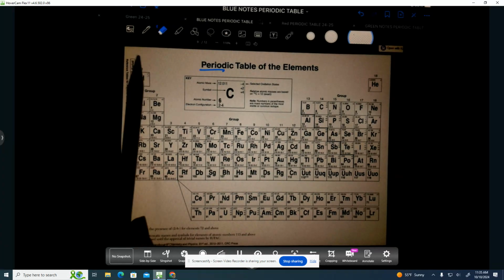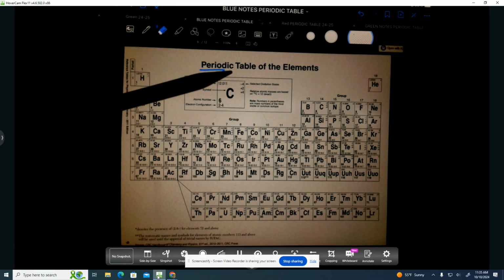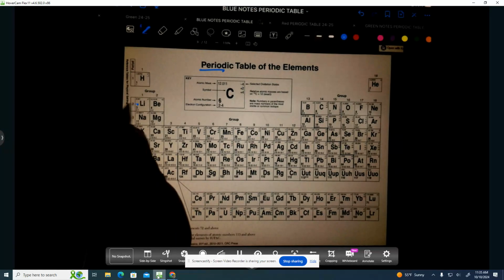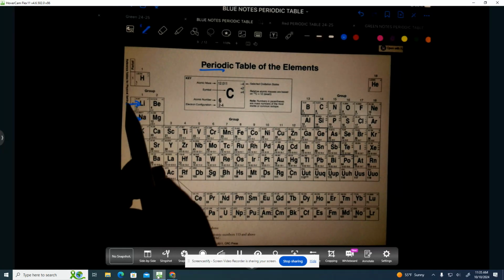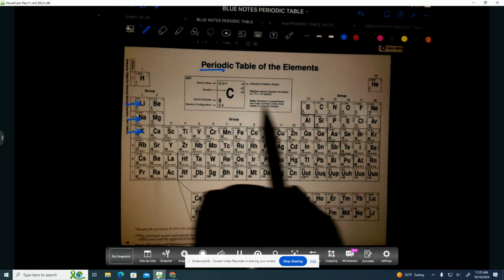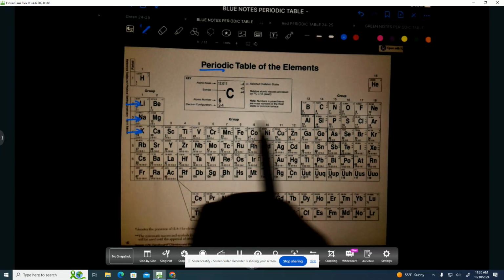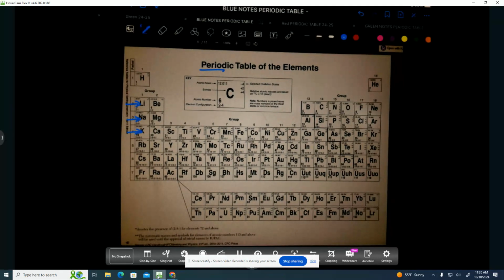If you go vertically, you have the same number of valence electrons and similar chemical properties. Horizontally, they have the same number of rings. So the periods will have the same number of energy levels. Anything in period 2 is going to have 2 rings, that's 2 energy levels. Anything in period 3 is going to have 3 rings, that's the energy levels, and so on and so forth. Okay, any questions on that?